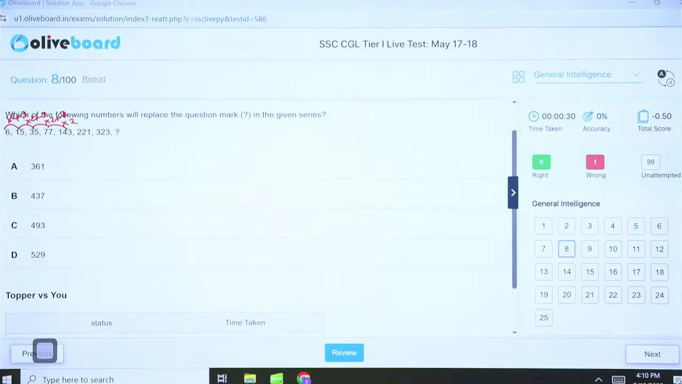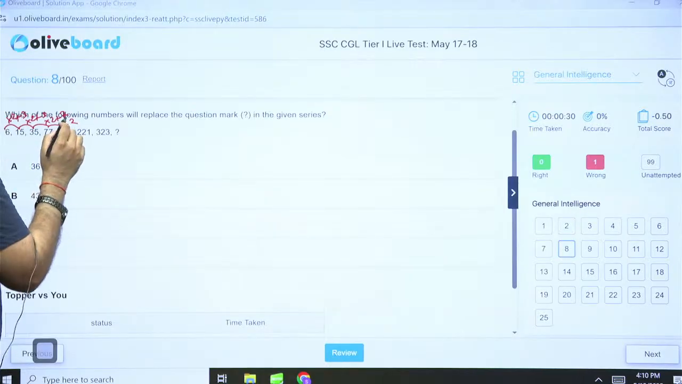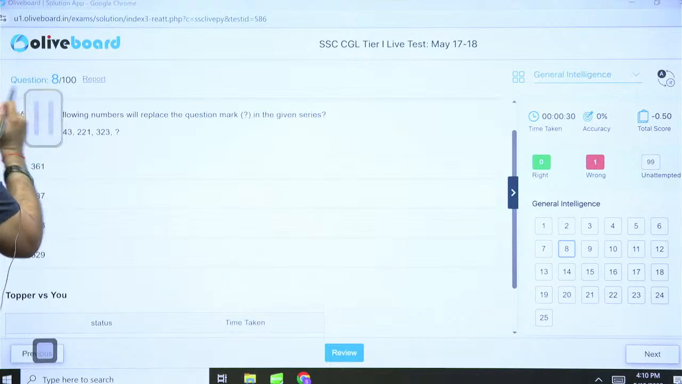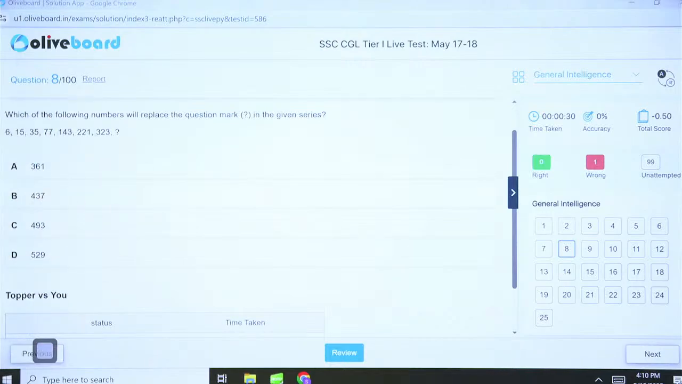(154 and 43 minus 11). No, I don't think it's right. And then this will give me 286. No, this was not the logic, something else. So this is the first trap in which we will fall. Oh, this is a product of consecutive prime numbers.